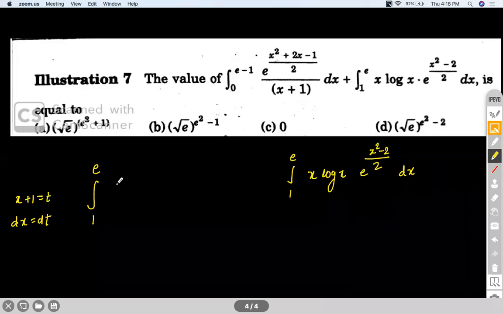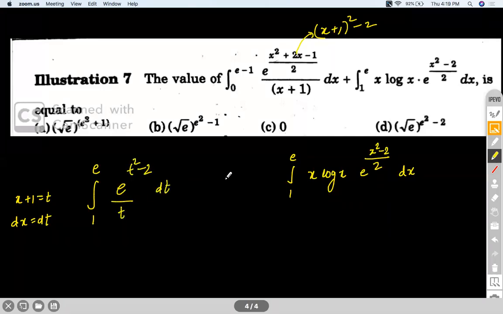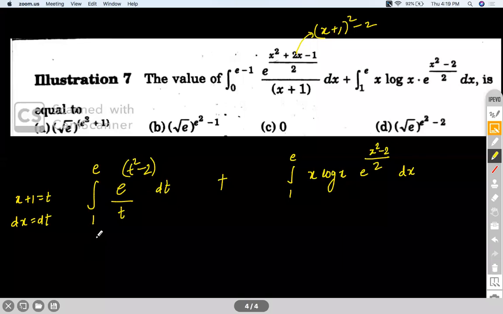Okay, so e to the power, this term here is nothing but x plus 1 the whole square minus 2, correct? So it's e to the power (t square minus 2) by t, dt, divided by 2. Is that fine? Now, if you see, the limits of integration for both of them has become the same.